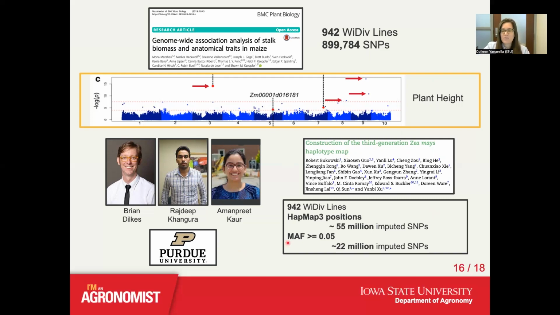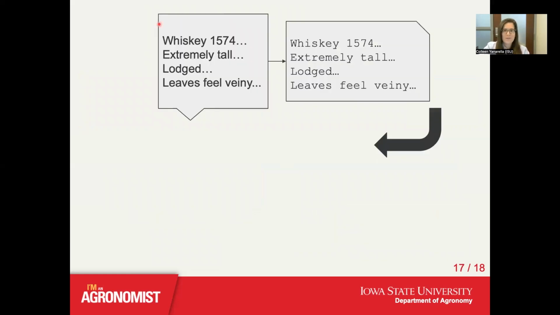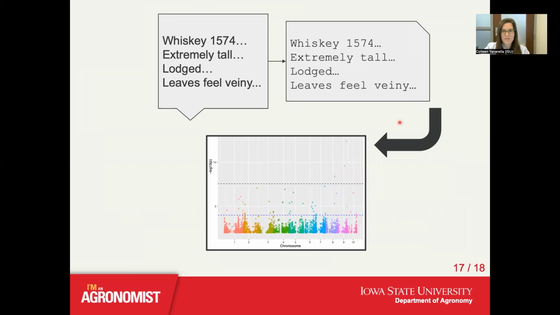And then they performed filtering, and they kept all of the SNPs with a minor allele frequency of greater than 5%, which resulted in a data set that I have access to that has roughly 22 million imputed SNPs. And these 2 data sets I'm going to use to perform association studies using our numeric data and our speech-derived data. Therefore, I'm taking spoken descriptions from the field, transcribing them to text, and performing association studies.